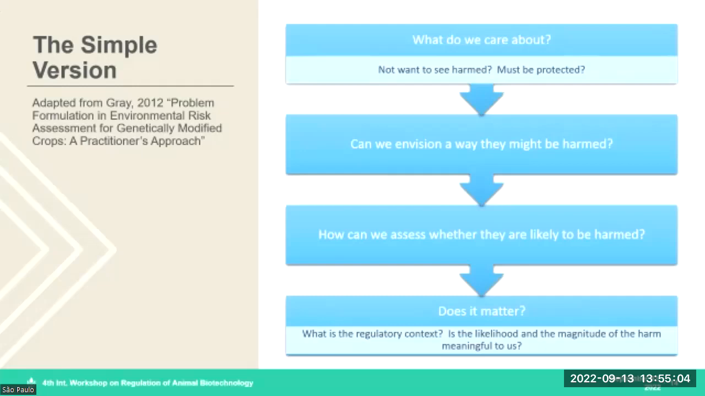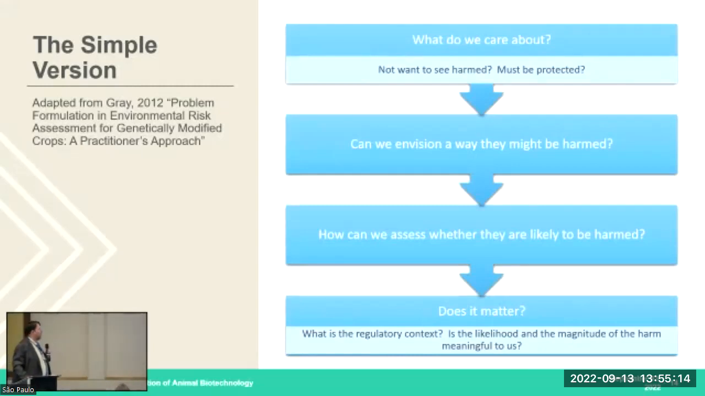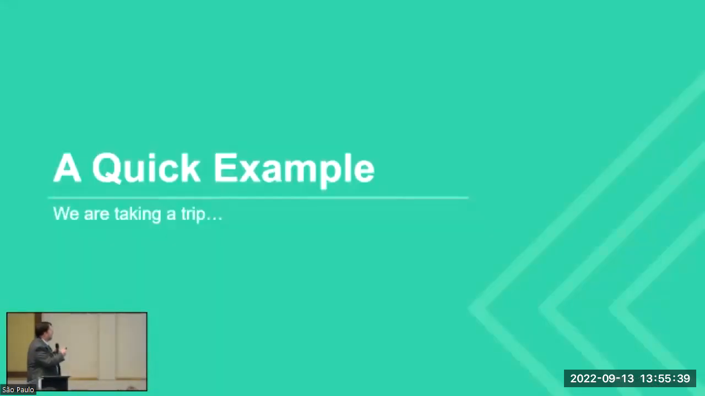What do we care about? What do we not want to see harmed? Can we envision a way that that thing might be harmed by the decision we're planning to make? How can we assess the likelihood that that harm will be realized? And then the most important one, in the end, does it matter? Have we assessed something that we decide at the end, ultimately, it doesn't matter? What's the regulatory context? And is the likelihood and the magnitude of the harm meaningful to us in the end? So this is a great paper. It's published by ICGEB, and I certainly would encourage you to read it.